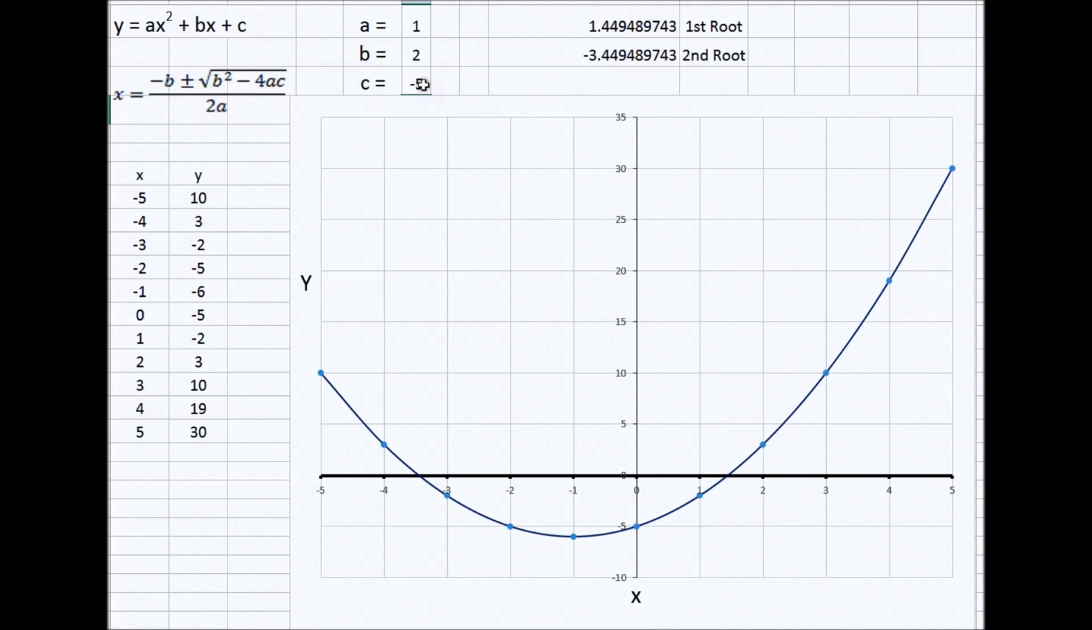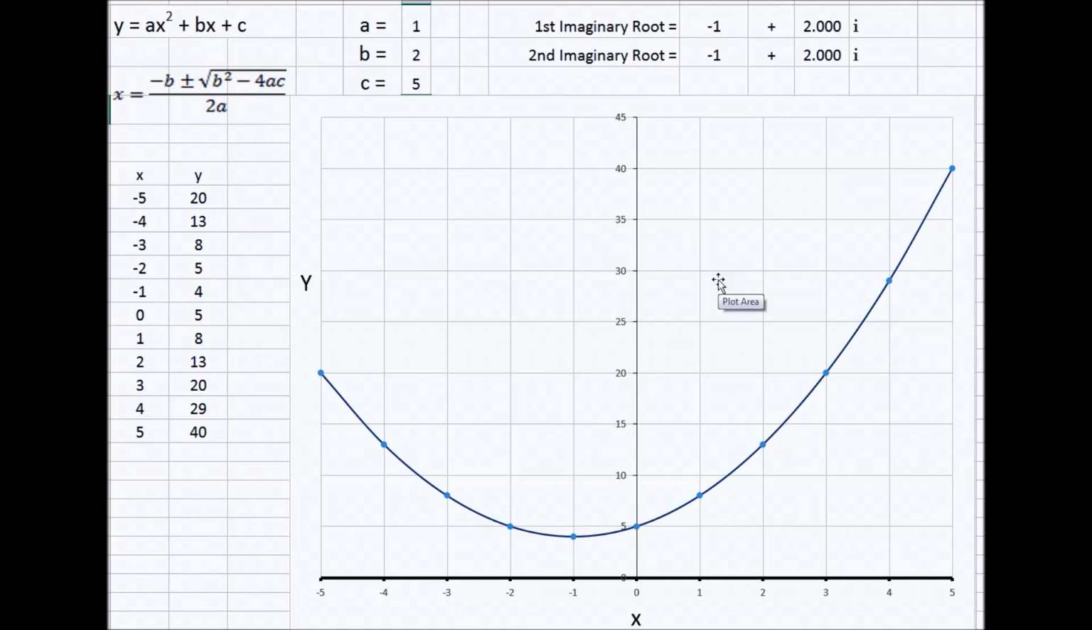So now if we make c a positive value, it may not cross the x-axis, and you can see that it doesn't. So now you have 2 imaginary roots. And really what determines it to have an imaginary value is that b squared minus 4ac has to be negative. So it's the square root of a negative number, which is imaginary.